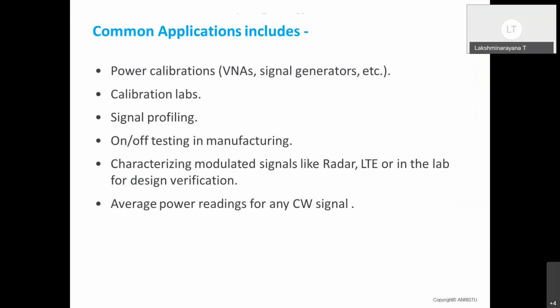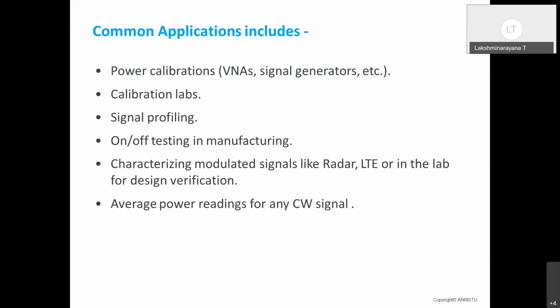So next, common applications include power calibrations also. In VNAs and signal generators, we use it for calibration purposes. We will use power meters and power sensors. In calibration labs, as a standard, we will be using a power sensor and power meters for signal profiling and on-off testing in manufacturing, and in characterizing modulated signals like radar applications and aerospace and defense applications. We will be using the power meter for average power reading for a CW signal, that is, oscillators and other things.